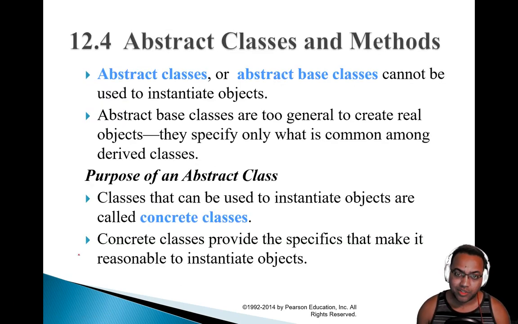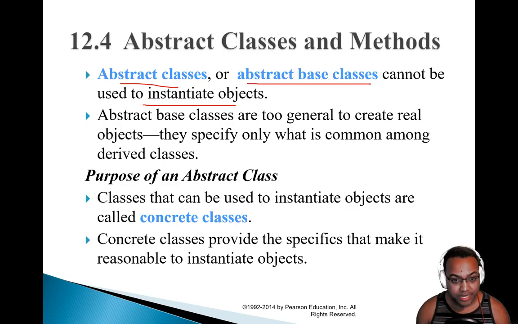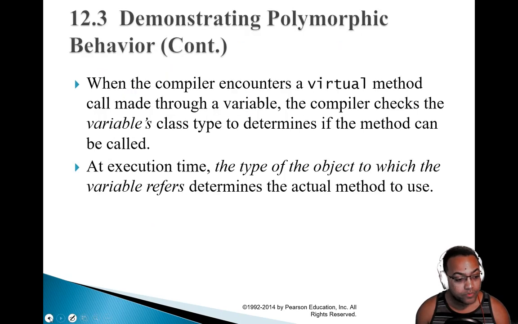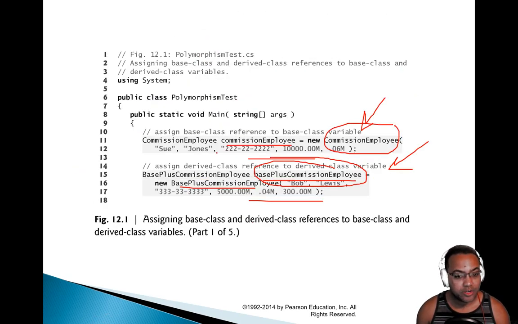All right, so let's get to the age-old moniker of abstract classes. This is actually very important because you're going to get asked this question a heck of a lot when you interview and whatnot, and it can be rather annoying. But just understand that abstract classes, or more specifically, abstract base classes, cannot be used to instantiate objects. I will say that again. Abstract classes, or abstract base classes, cannot be used to instantiate objects. So, let's go back. What we did here, when we instantiated commission employee into the object commission employee, you cannot do that when you have an abstract base class.